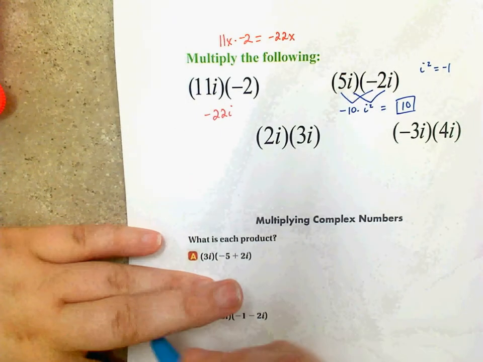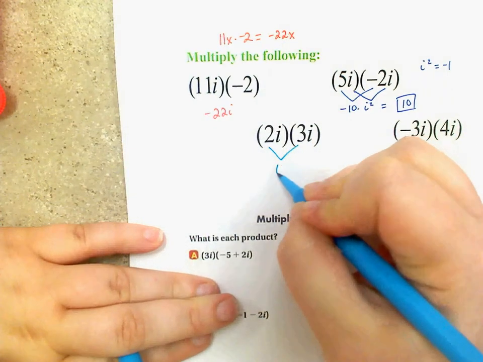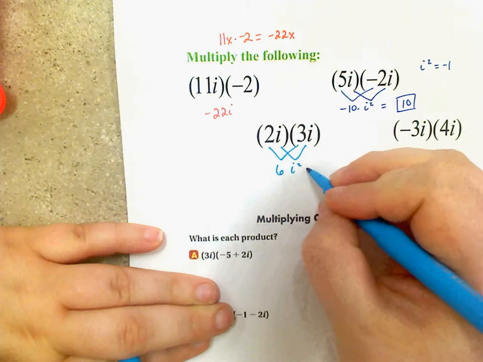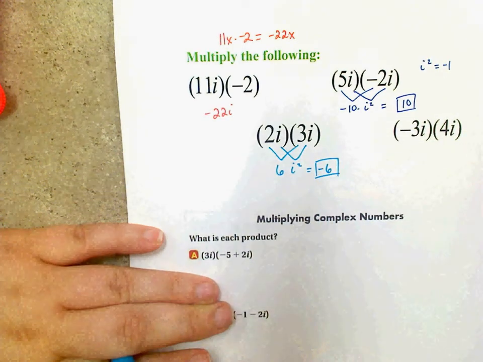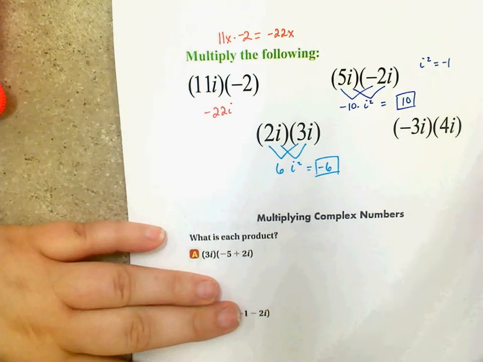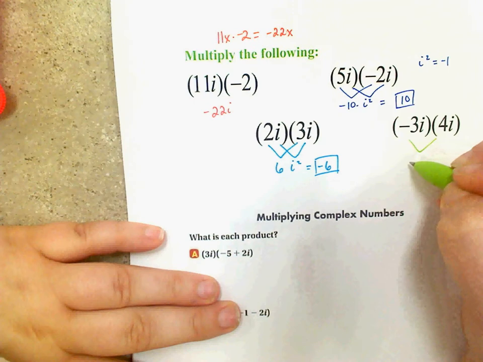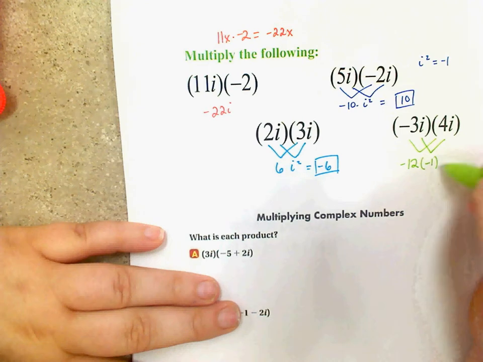2i times 3i, so again, I just multiply these two together, and I say 2 times 3 is 6. And then i times i is i squared, but i squared is a negative 1, so it basically becomes negative 6. And then negative 3i times 4i would be negative 3 times 4, which is negative 12. And then i times i is i squared, but i squared is just negative 1, so that's a positive 12.